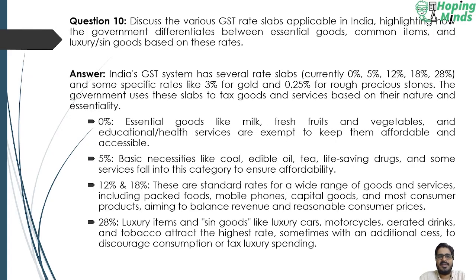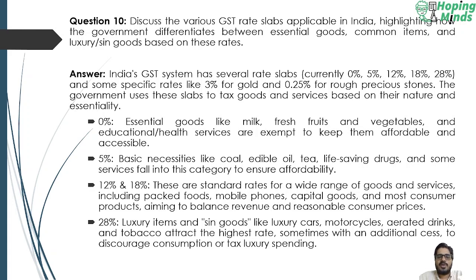Moving ahead, discuss the various GST rate slabs applicable in India, highlighting how the government differentiates between essential goods, common items and luxury or sin goods based on these rates. So, India's GST system has several rate slabs like 0%, 5%, 12%, 18% and 28%, and some specific rates like 3% for gold and 0.25% for rough precious stones. The government uses these slabs to tax goods and services based on their nature and essentiality.